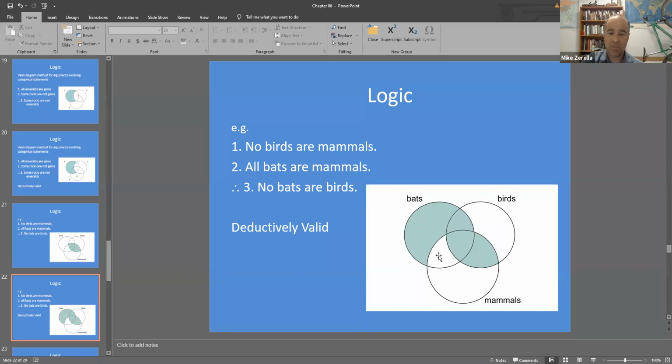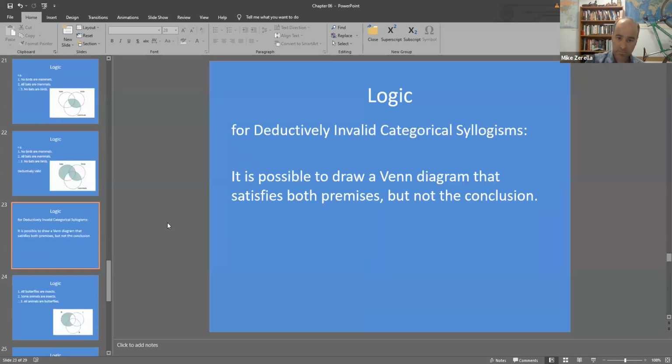So this shows us that we've got a Venn diagram that satisfies both premises and also automatically shows that the conclusion must be true as well. And there's no alternative drawing of this Venn diagram that would satisfy both those premises. So we know that we've got a deductively valid argument. Okay, let's look at the invalid ones.